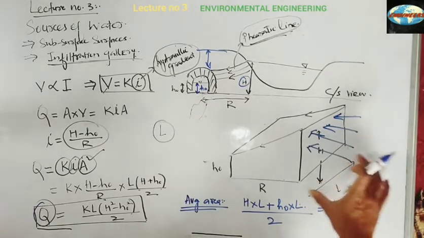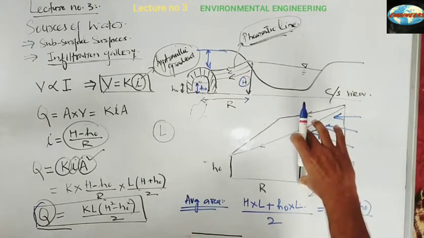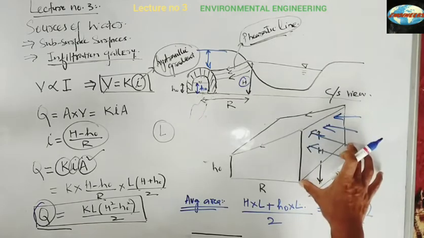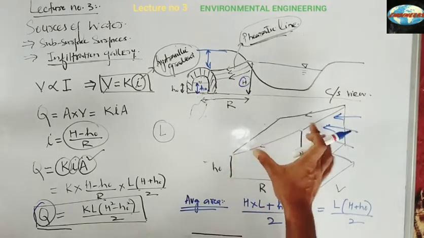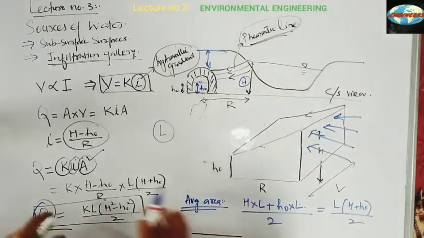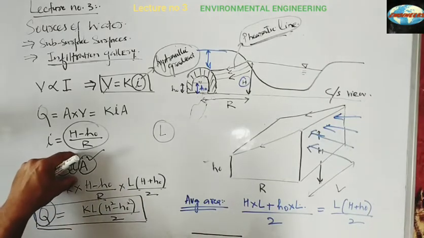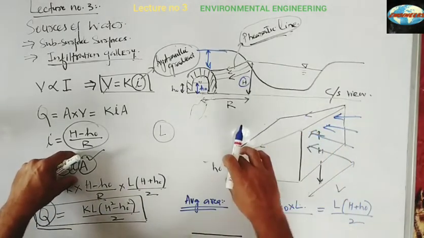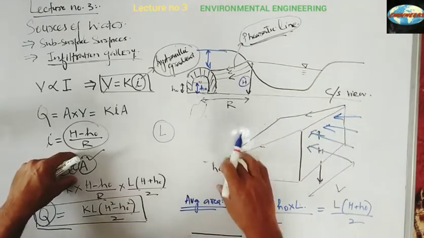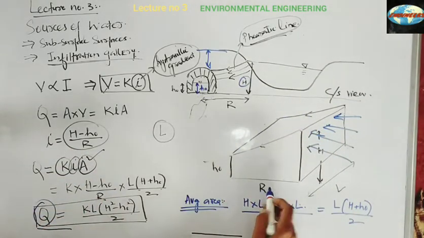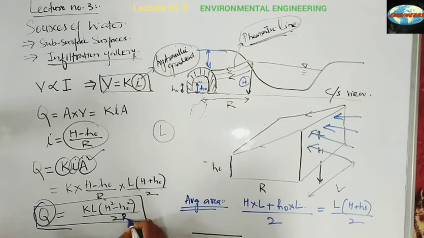You just need to remember this: the height of the water H in the river, H naught, and the length, so you'll be getting the area. K is a constant. I will be H minus H naught divided by R. So this will obviously be 2R over here. Sorry, I just forgot. So this will be K L into H square minus H naught square divided by 2R, and this will be the discharge that we get.